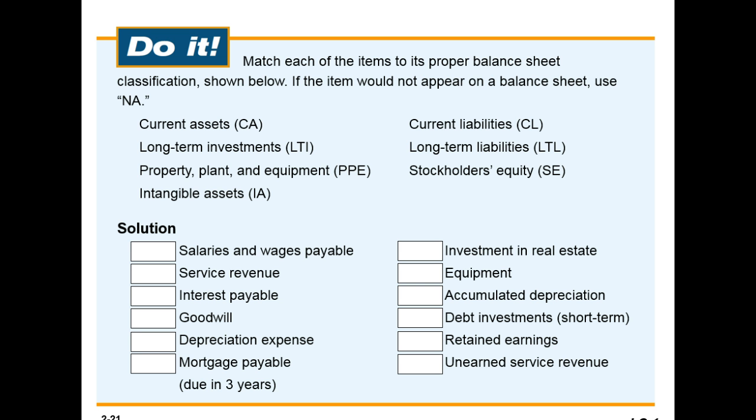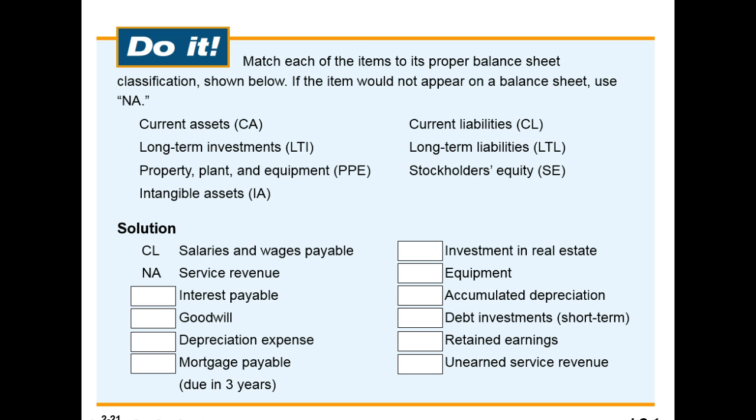Anyone? Current liabilities. Service revenue? Boy, that's tricky. Service revenue is really an income statement account, isn't it? It's really a revenue, right? And ultimately, it flows into the stockholders' equity section through retained earnings, ultimately. But for this purpose, if the item would not appear on the balance sheet, use not applicable.